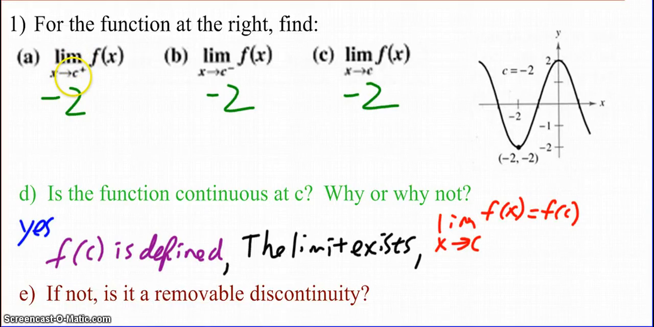Okay, so we can see the limit as x goes to c from the right, as I'm approaching c from the right, is -2. The limit as x goes to c from the left is -2. Therefore, the limit as x goes to c is going to be -2. So is the function continuous at c? Yes, it is. It's continuous because f of c is defined. I can see that -2 is a point on the graph. The limit exists at c, and the limit at c is the function value at c. So that is why it is continuous at c.